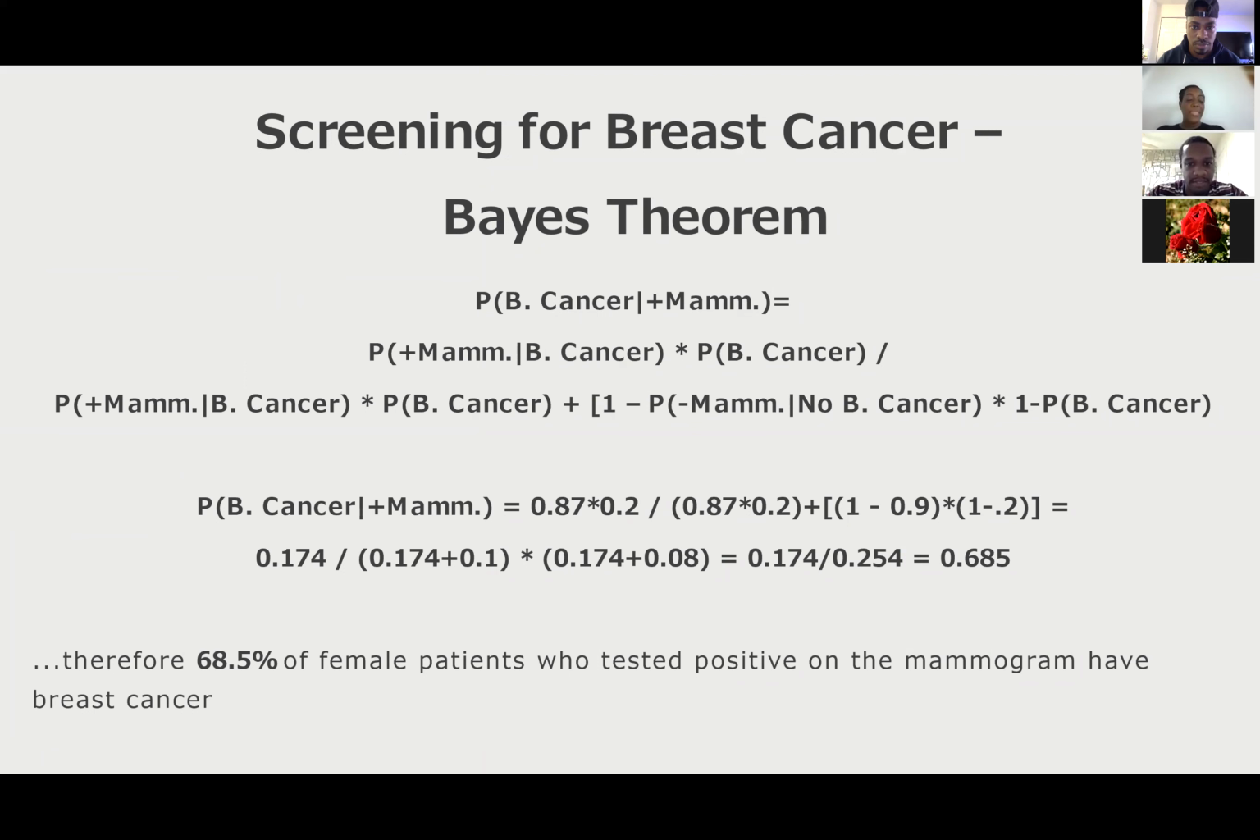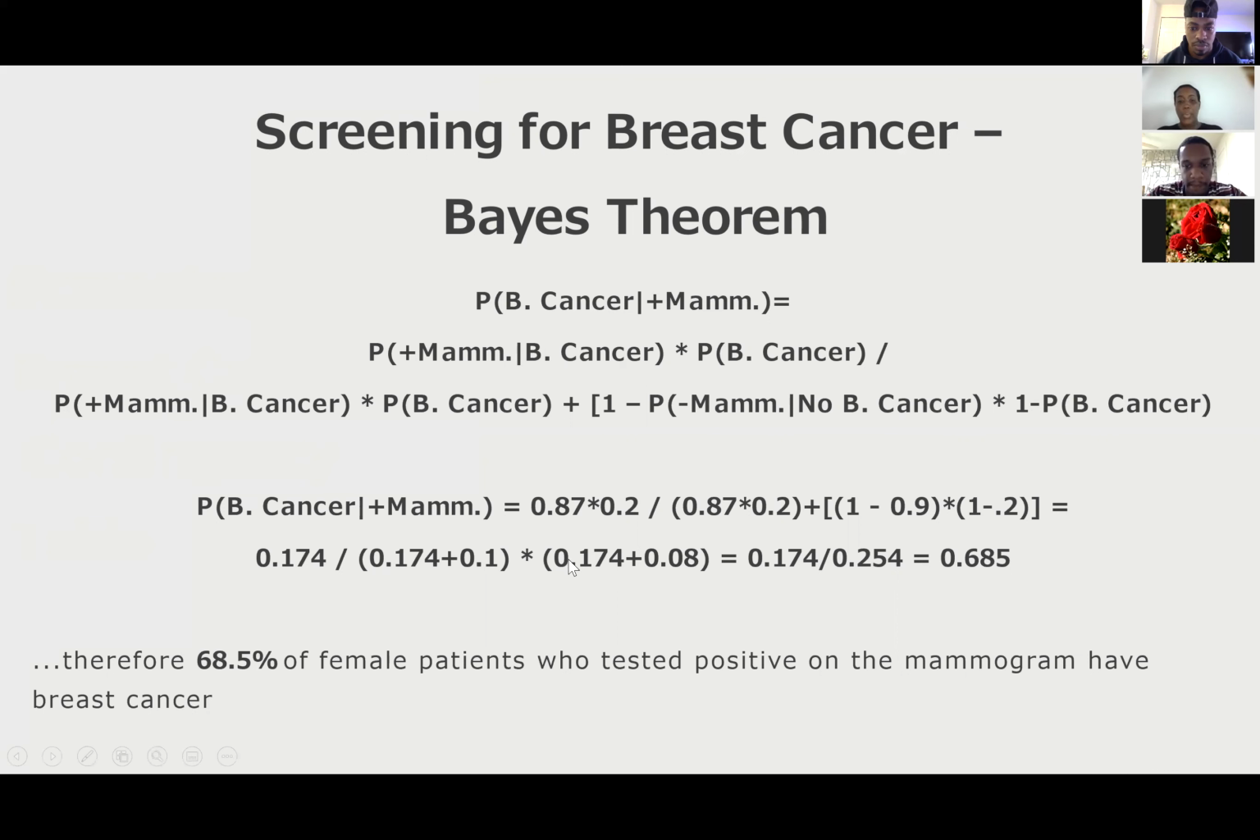All right, this can be simply solved using the equation that states sensitivity multiplied by X, and remember we have all of these values, divided by sensitivity multiplied by X plus 1 minus the specificity multiplied by 1 minus X. So all you have to do is plug in the values which we've been given.